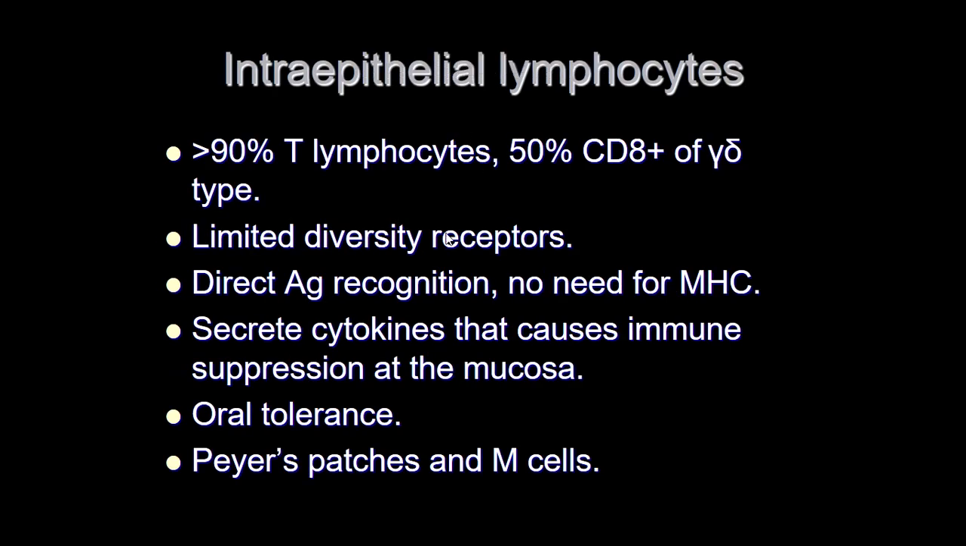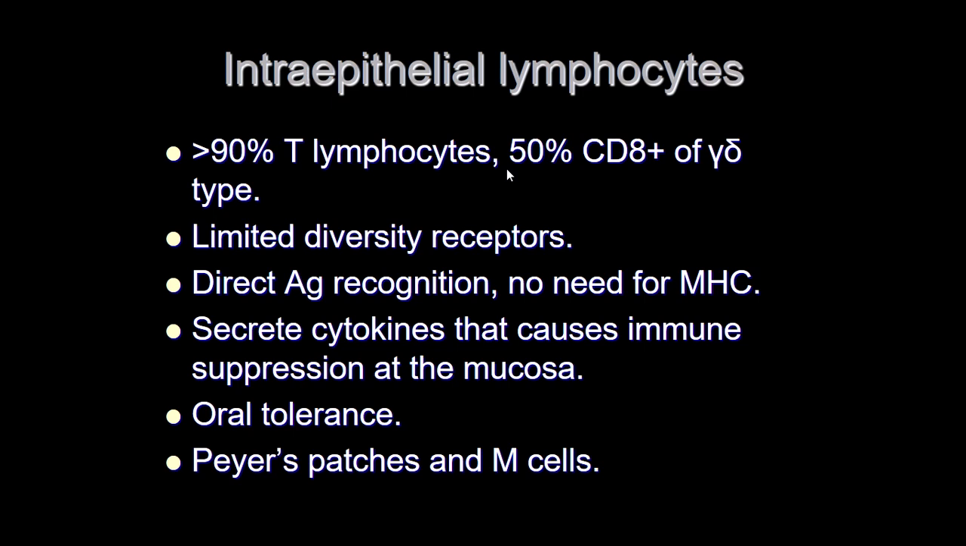And again, we are still talking about the mucosal lymphocytes and how they can provide protection and tolerance. Some of the lymphocytes present within the mucosal lining we call intraepithelial lymphocytes, not just for protection, but also for what we call tolerance. More than 90% of those are lymphocytes. The bulk of those are of the CD8 and gamma delta type, and the CD8 and gamma delta types are what we call the suppressor T lymphocytes.